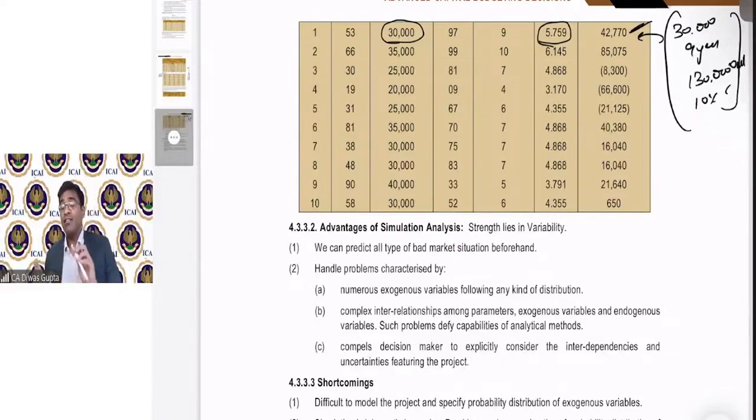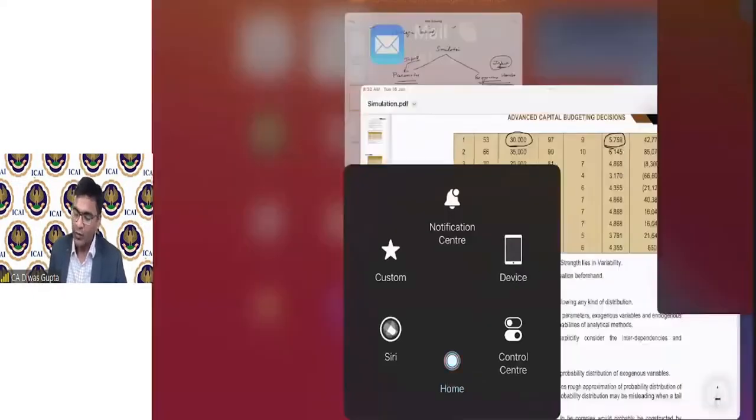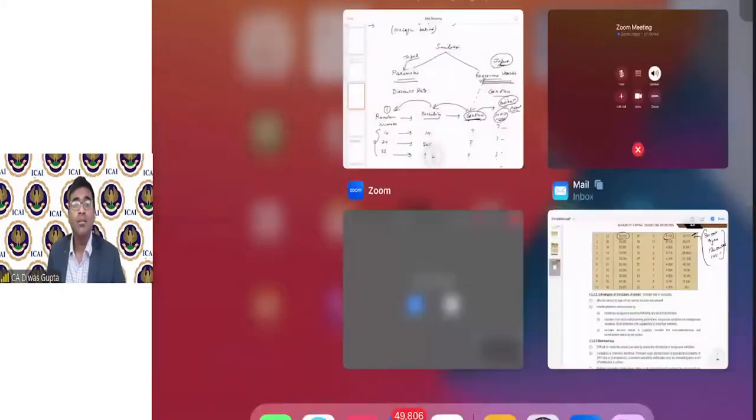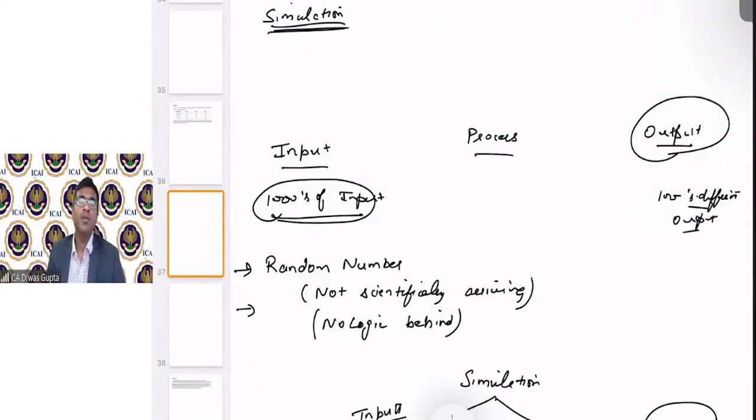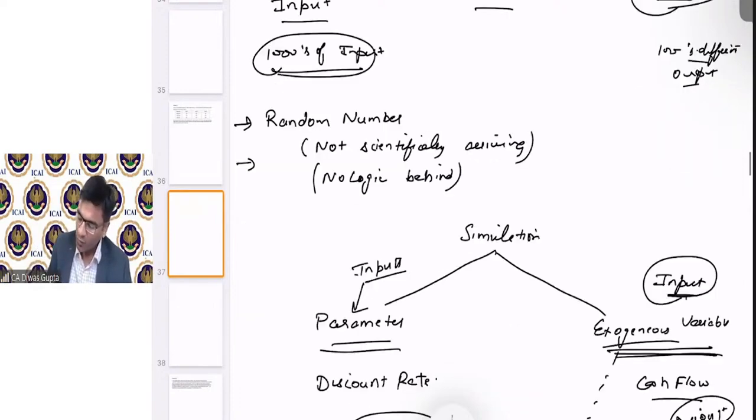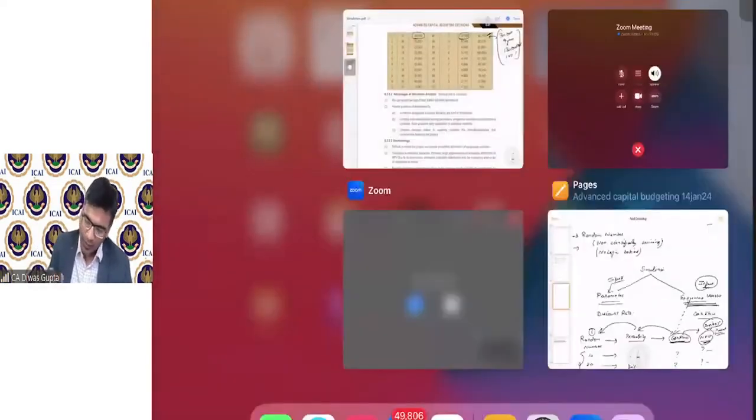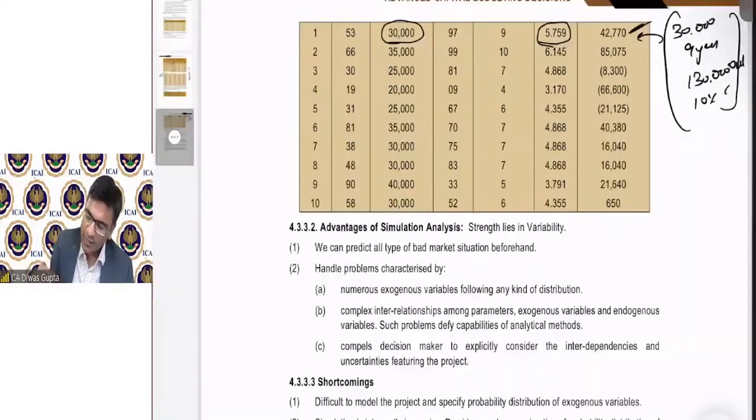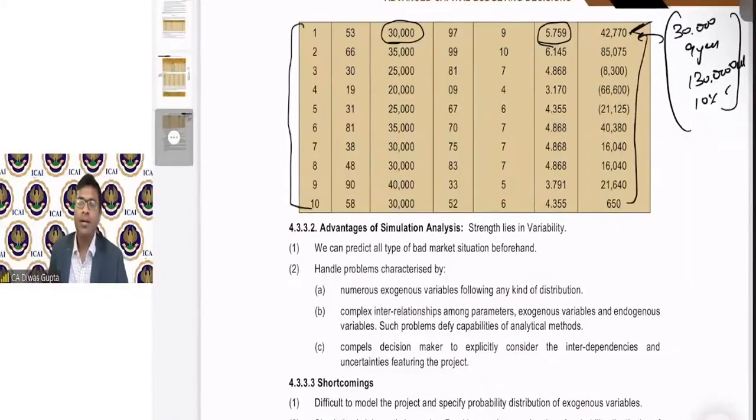But this is a very, very important thing. Don't think that this is a very theoretical concept. I can tell you from my practical experience, this Monte Carlo, the simulation process, is also called Monte Carlo simulation, right? This is being used in the valuation of a lot of complex things, right? Let me go back to this table. If you see, we have 10 simulations here and 10 different NPVs, right?